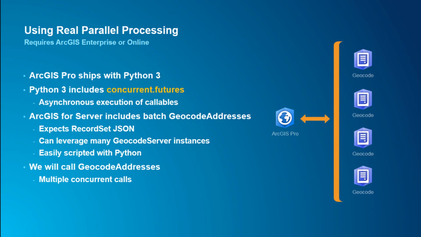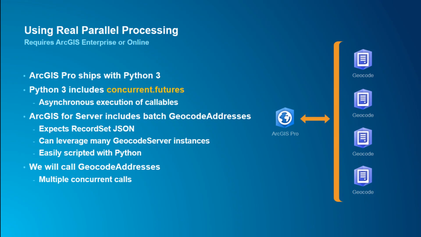So geocoding is an embarrassingly parallel problem. It doesn't matter to the result which order we do any particular row geocode in. Python 3 is embedded in what we ship with ArcGIS Pro. Python 3 includes a module called Concurrent Futures, and that supports asynchronous execution of callables. So you can tell callables or executables to go and do something simultaneously, and you can wait till they're each done, and then you do something with the result.